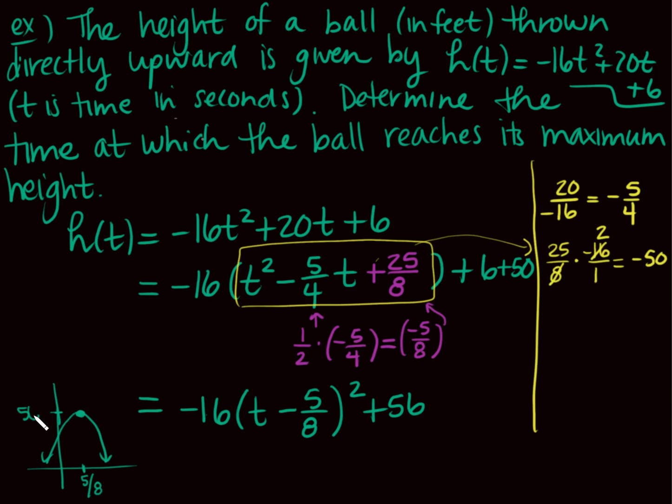What is the max height? 56. Sorry, it reaches its max height at 5/8 seconds. And what is the maximum height that it reaches? It's 56. So let's go back and see what this question asked us for: determine the time at which the ball reaches its maximum height.